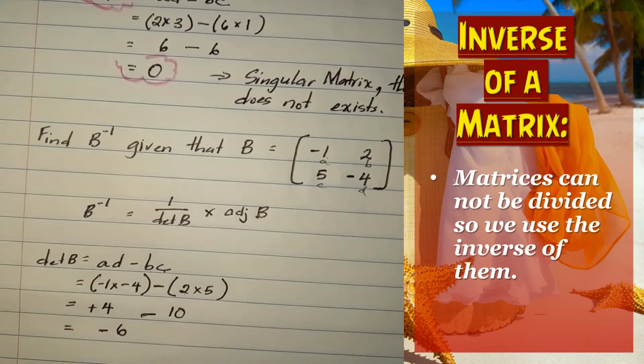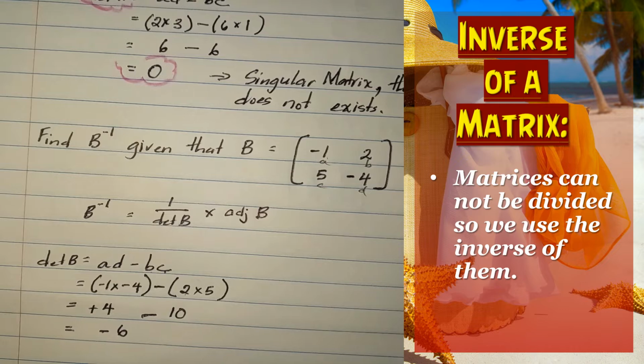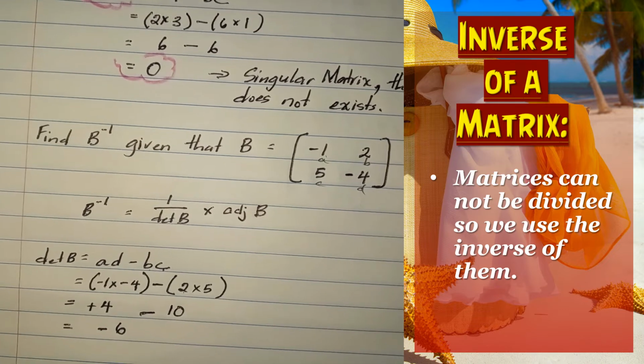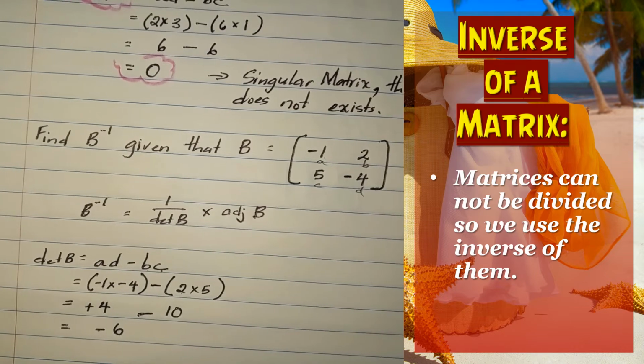So the fact that it is not 0 means that the inverse exists. So that means we need to find the adjoint now.